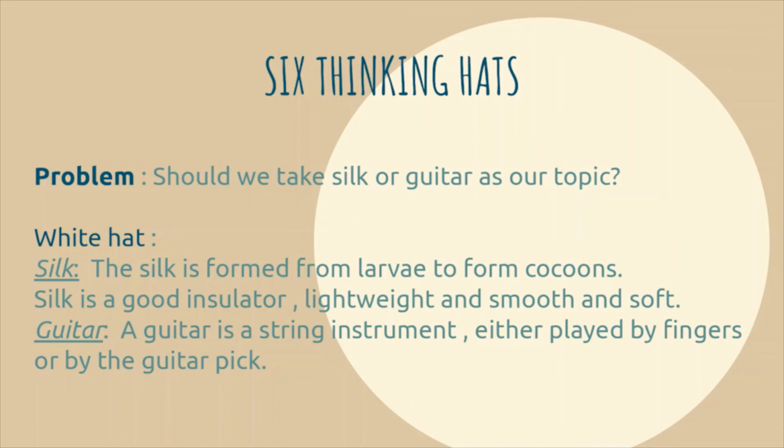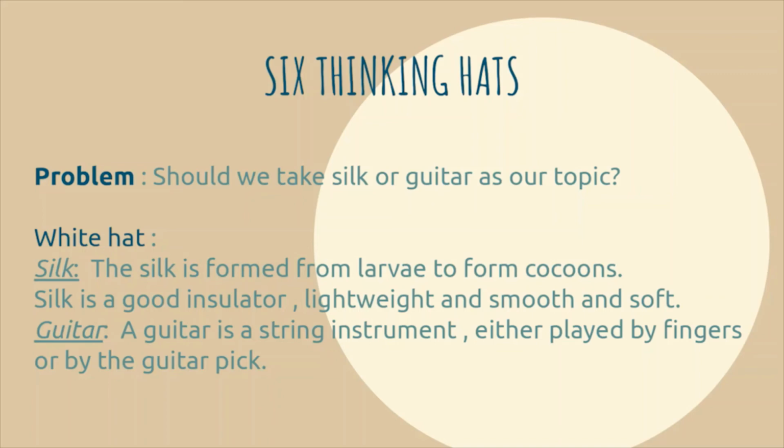We finalized two products as our topic. The first one was a silk cloth and the second a guitar. What should we select? It was a big problem as both the topics are really interesting to explore. So we applied the six thinking hats to come up with a solution.